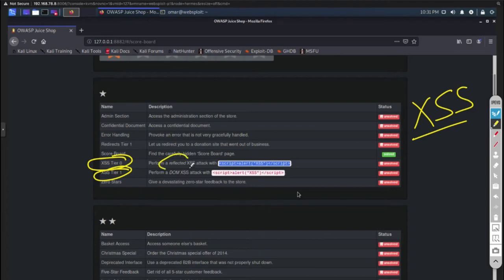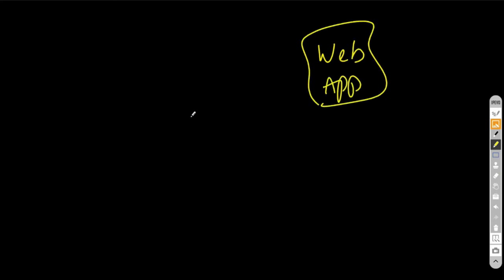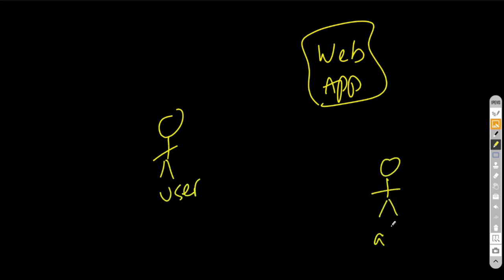There's reflected cross-site scripting, and reflected means that a cross-site scripting vulnerability attacks the user. It is a vulnerability in a web application. So I'm going to draw here a web application, and here's a user, and of course I'll draw here an attacker.